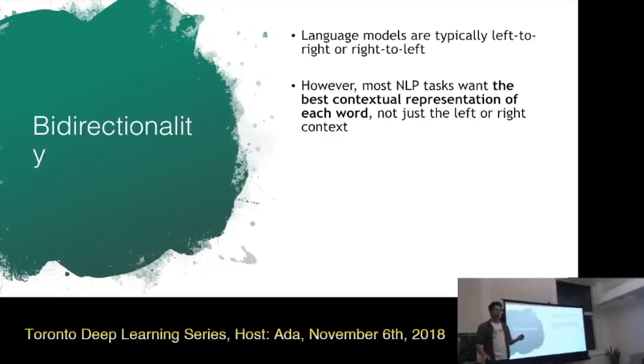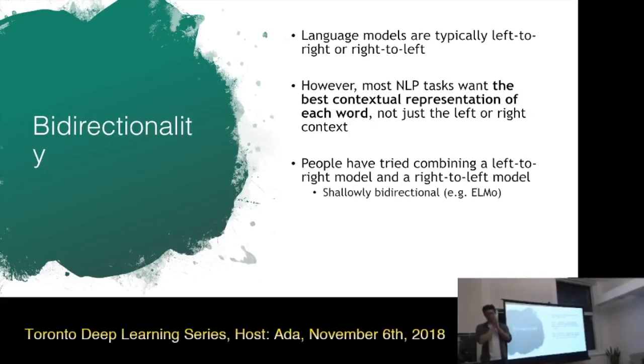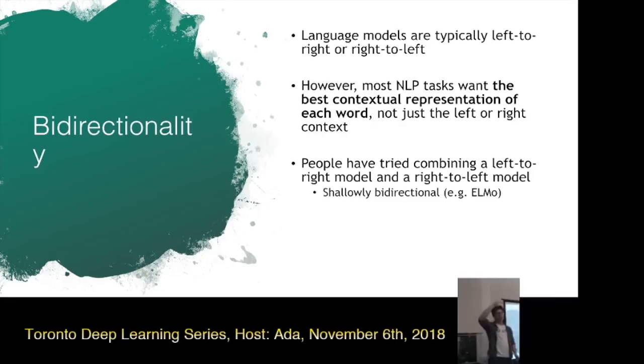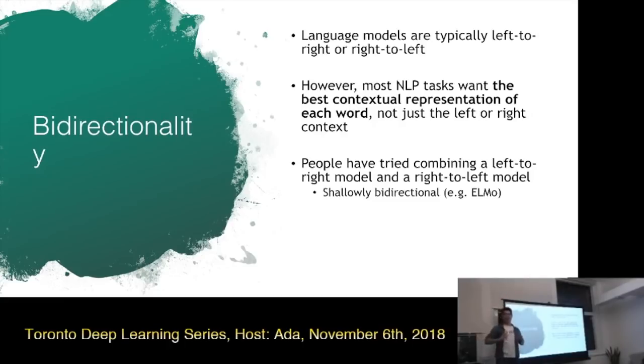So how do you make a bidirectional model? Well, here's an easy hack. Just make a left to right model and a right to left model and add them together, or concatenate, such as ELMo. But the problem with this is that, first of all, it's kind of a hack, and second of all, it's what was considered shallowly bidirectional, in the sense that you train this left to right and you train this right to left, and you only add them in at the very end, and maybe a couple extra layers. Right? It's not bidirectional from the get-go. That's what BERT attempts to achieve.